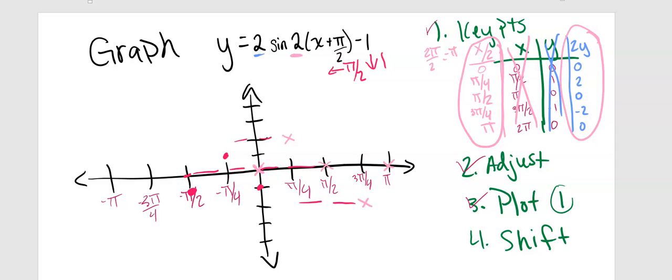Same thing for the rest of the points: over 2, down 1. So my new curve is going to be right there. And we are officially done graphing it.